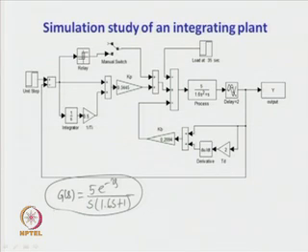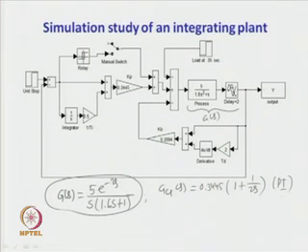For this integrating process G(s), we have got the controller GC1(s) equal to 0.3445 times (1 plus 1 upon 2s). So, we have got a PI controller in the forward path and we have got GC2(s), the inner feedback controller, equal to 0.2094 times (1 plus 2s). So, we have got a PD controller in the feedback path.